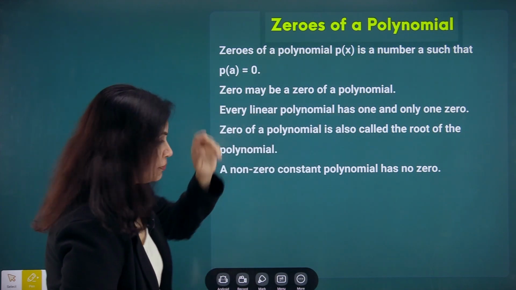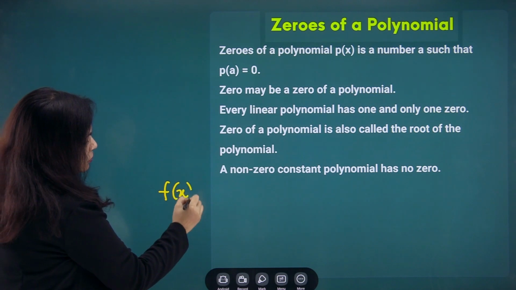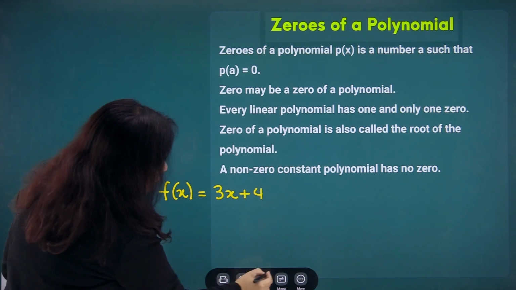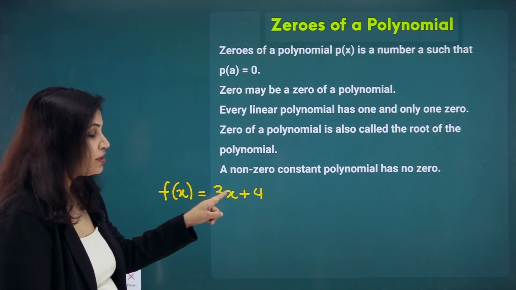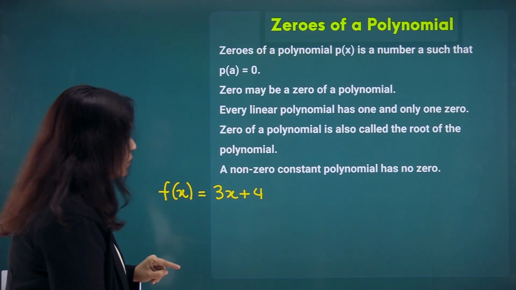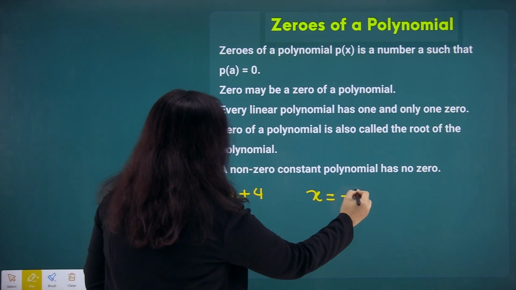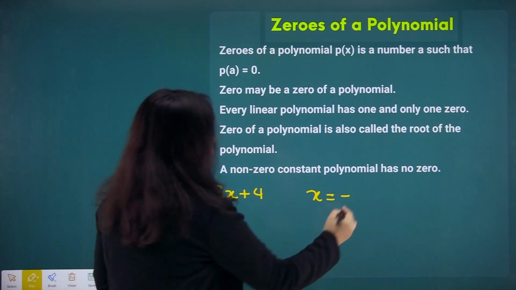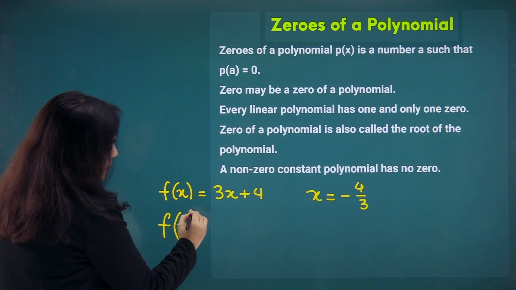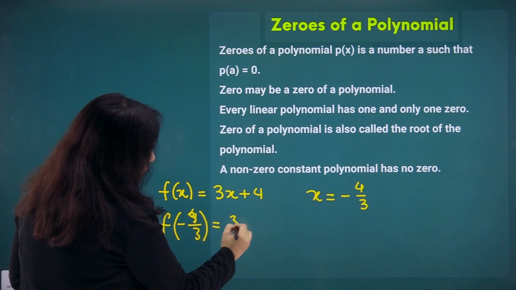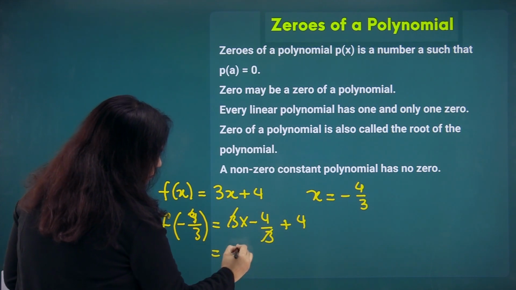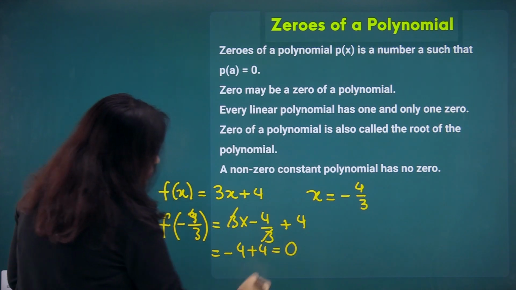0 may be a zero of the polynomial. Now, let us consider a polynomial f(x) equal to, the same example I will take, 3x plus 4, which is a linear polynomial. Now, I have to find out that value of x which will make f(x) equal to 0. So, if I take x equal to minus 4 upon 3 and substitute it in place of x, f of minus 4 upon 3 is equal to 3 into minus 4 upon 3 plus 4, whereby I will get minus 4 plus 4 equal to 0.